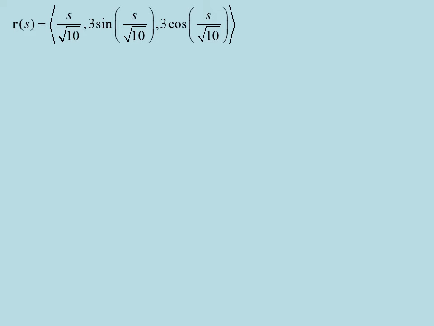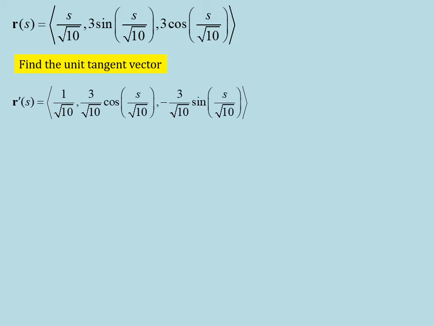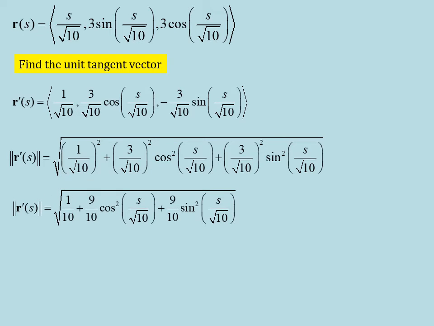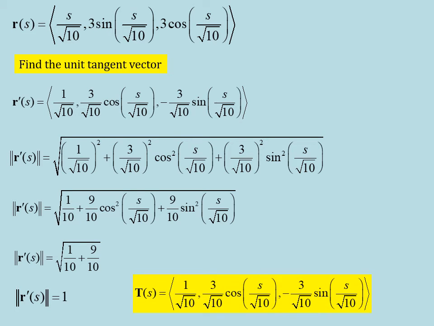So now we need to find the unit tangent vector. Now the unit tangent vector is the derivative of this divided by the magnitude of the derivative. Well, now that's convenient. The magnitude came out to be a 1. Don't count on that always happening. And so the unit tangent vector for r would simply be r prime of s. But we'll call that capital T.